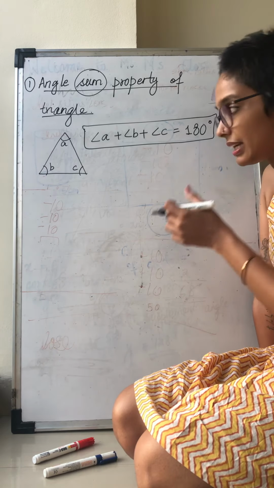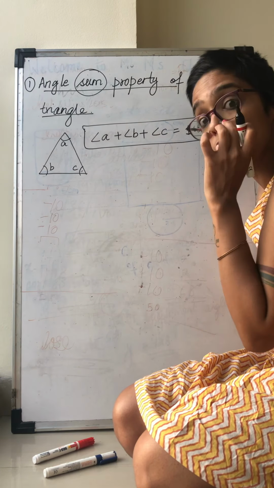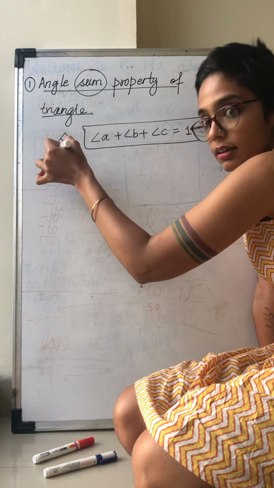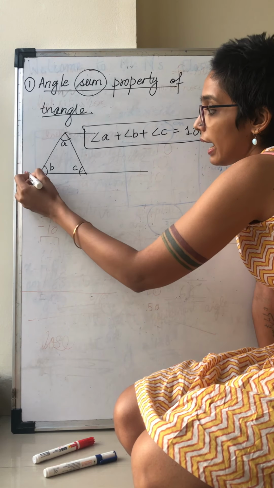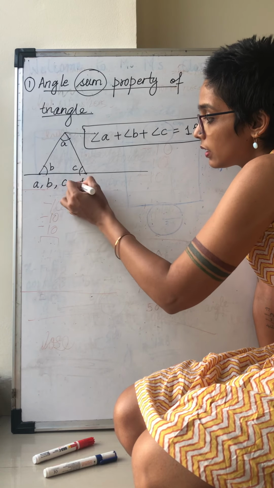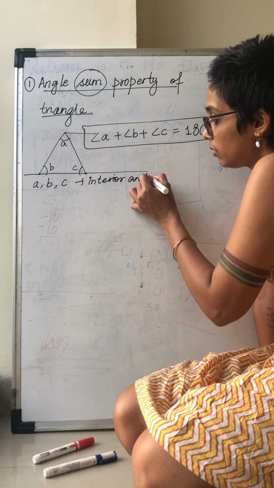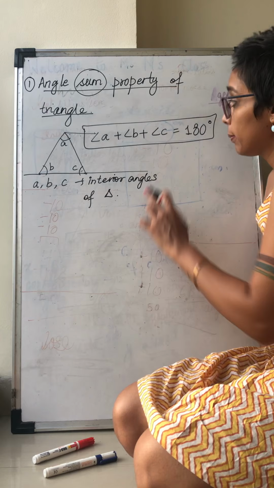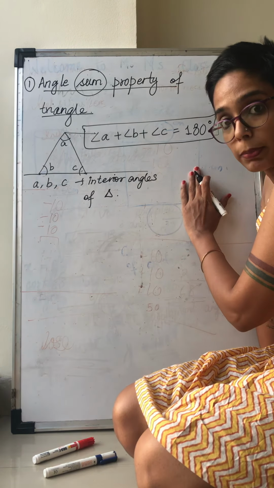Now these are also called interior angles, because these are inside the triangle, since if I extend the line I can also have exterior angles to them. So I can say A, B and C are nothing but interior angles of a triangle, and when I add all three of them it gives me 180 degrees. This is the first property.